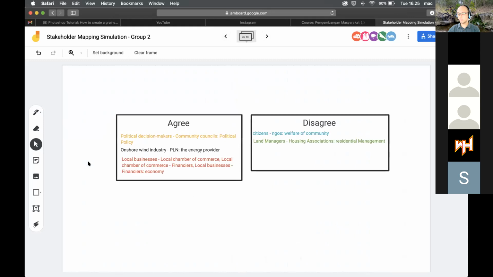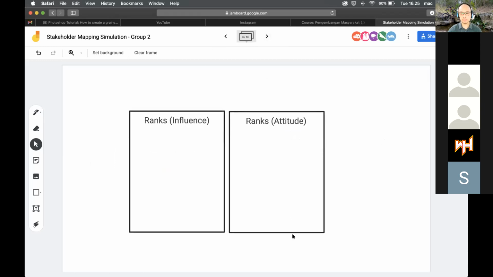And this is our agree and disagree for the political policy, energy provider, and economic sector. We agree that they contribute to the final decision making, and we a little bit disagree about the welfare of community and residential management, but this is still in progress and could change. Next. And that's it from us.